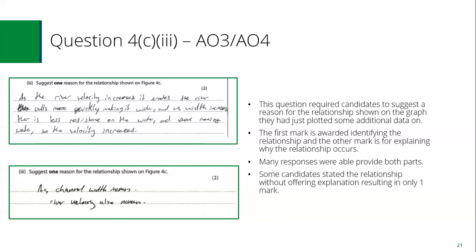This is demonstrated by the 2 examples. The first has both parts. As the river velocity increases, it erodes more quickly, that's 1 mark, making it wider as there is less resistance, 1 mark. The second example just gets 1 mark for the relationship correctly identified. So the first one is 2, and the second one is 1. As channel width increases, river velocity also increases. There's not a reason there. It's just this leads to that, without any reasoning to it at all.